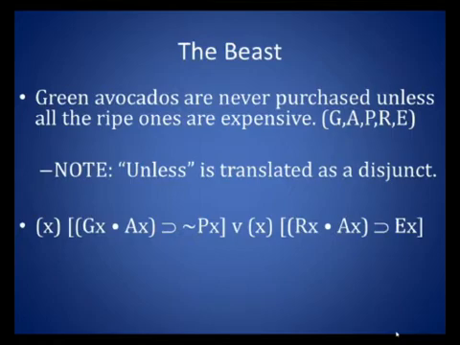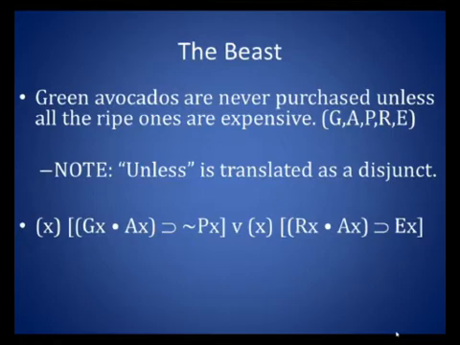So the translation says, for all X, if X is green and X is an avocado, then X is not purchased, unless for all X, if X is ripe and X is an avocado, then X is expensive. So let's take the first side. Let's look to the left and look at the sentence again. Green avocados are never purchased. So what I have here is that for all X, if X is green and X is an avocado, then X is not purchased. Easy enough.